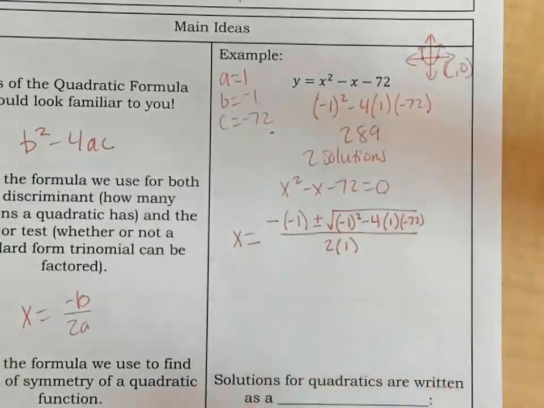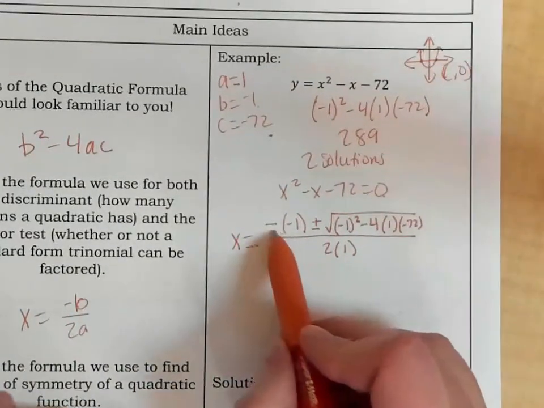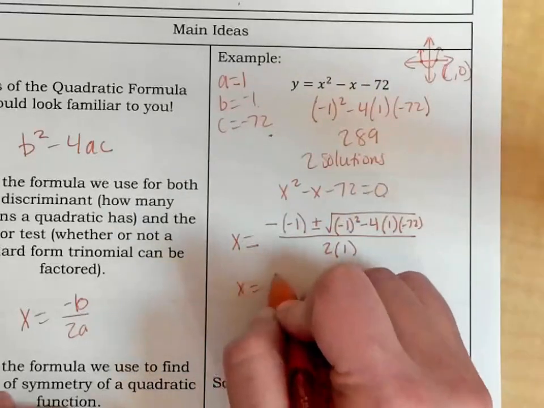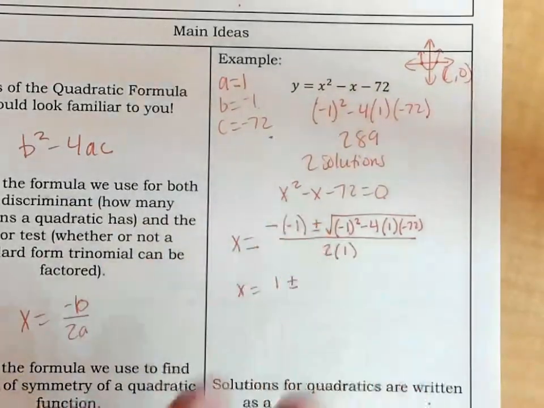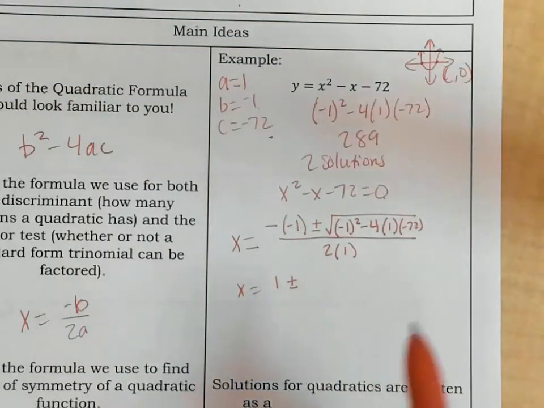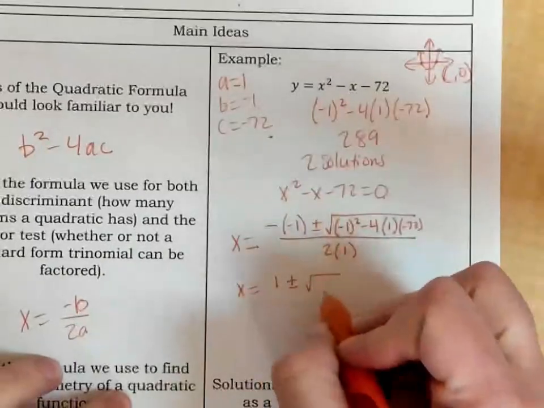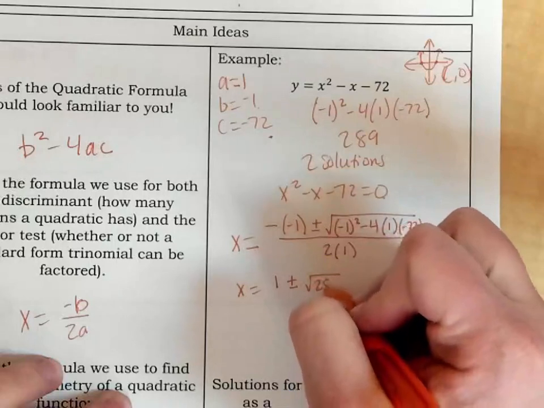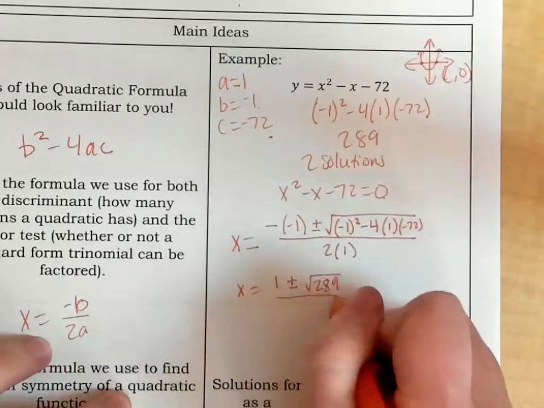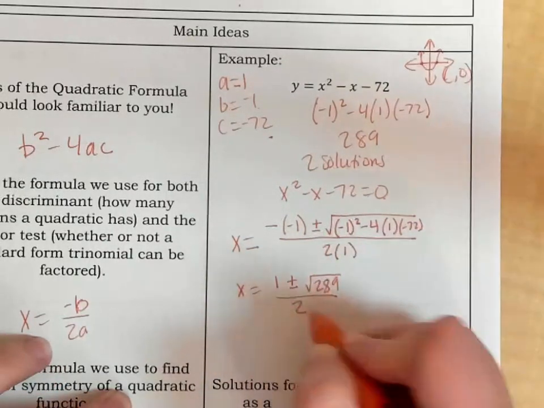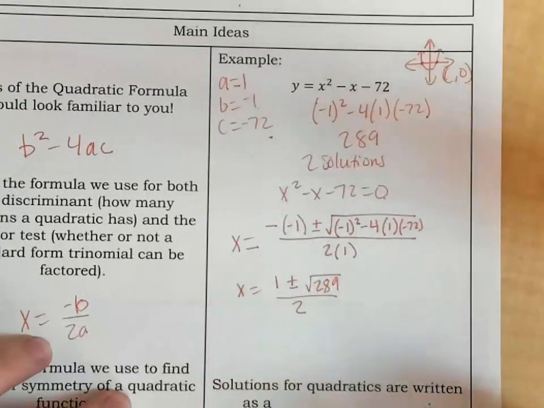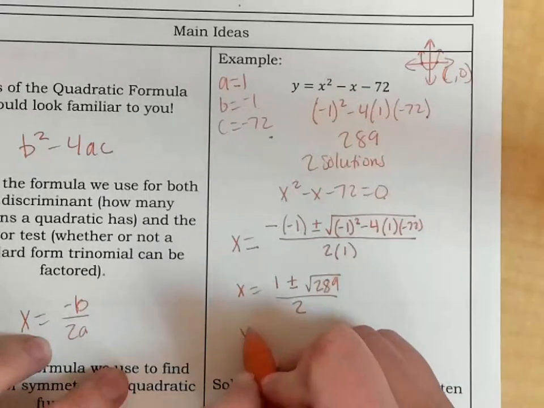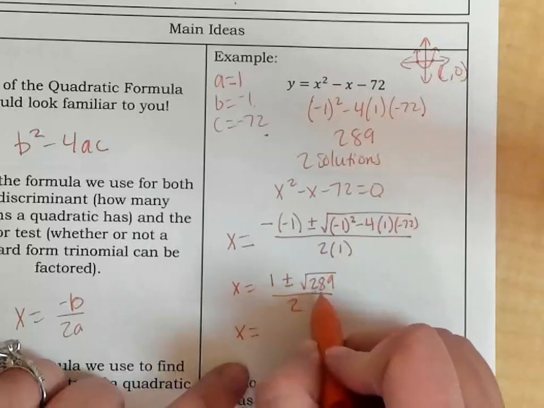Okay, so then we start to simplify this. So negative 1 and negative 1 becomes a positive 1. The plus or minus means that we're going to split this into 2 in just a minute once we get it simplified. Then we have the square root of our discriminant, which we just worked out up here, so we can plug that in, the square root of 289, divided by, and we can simplify that 2 times 1 to be 2. So here's where we can split this. We're going to have 1 plus the square root of 289.